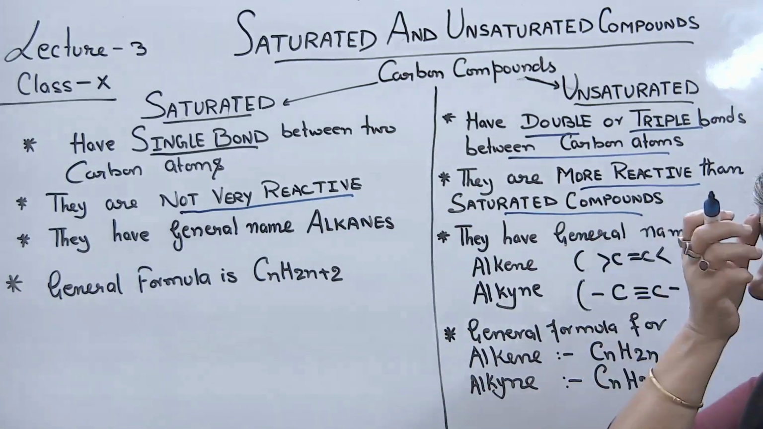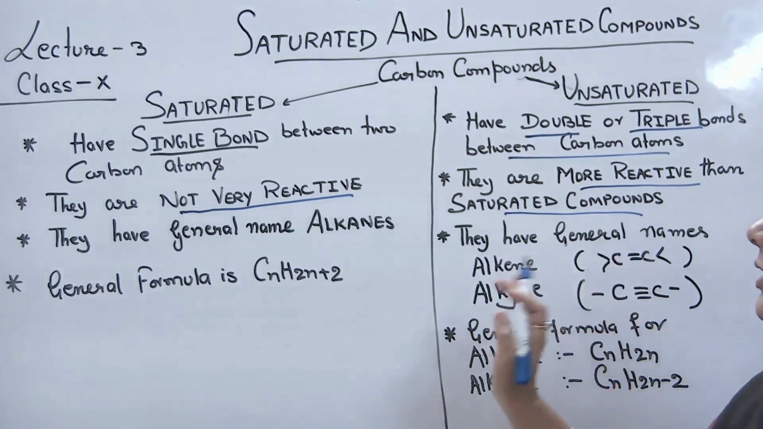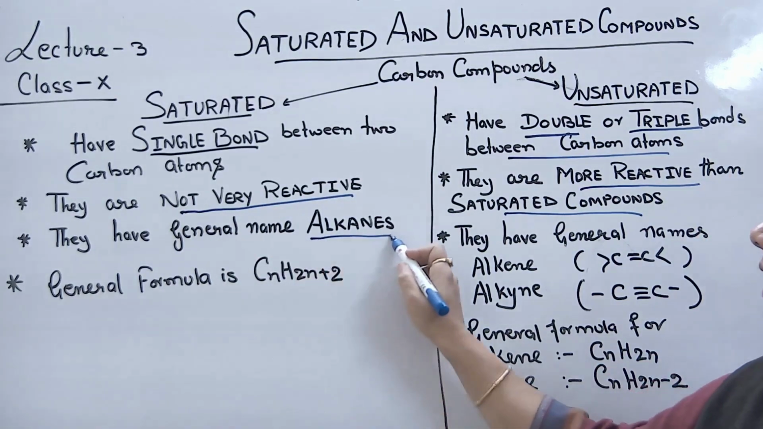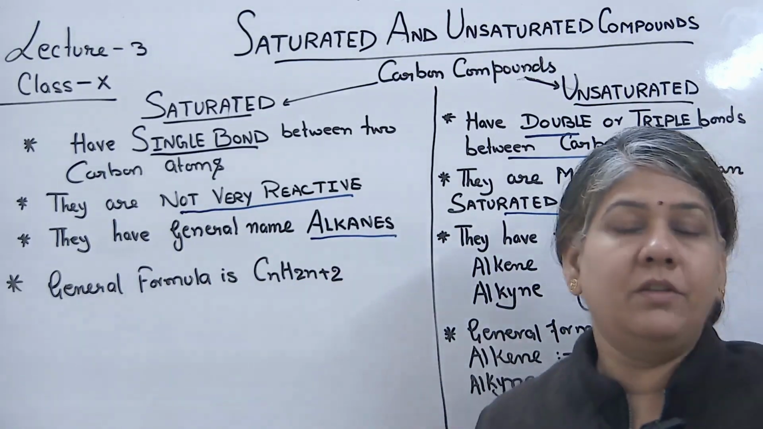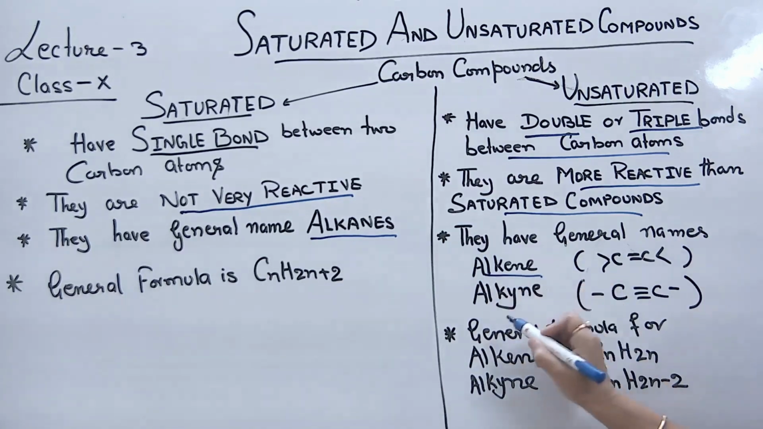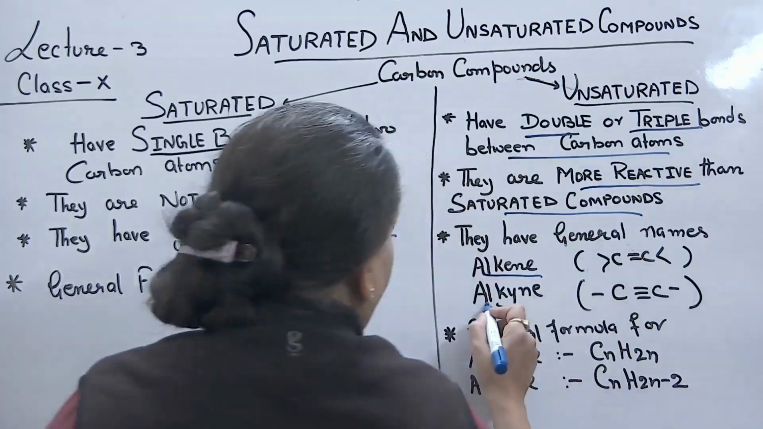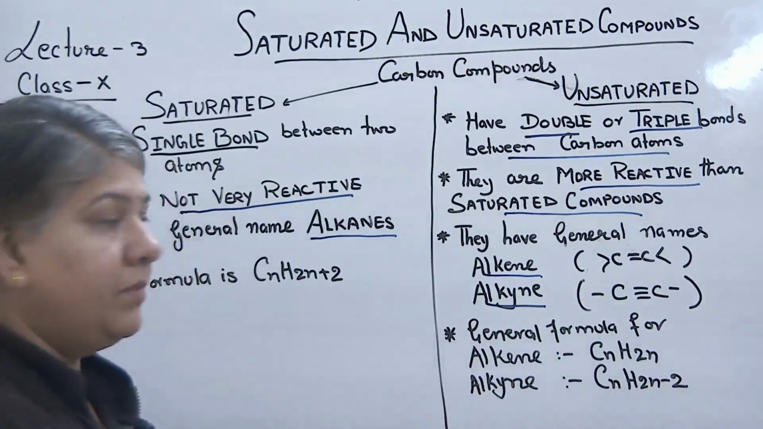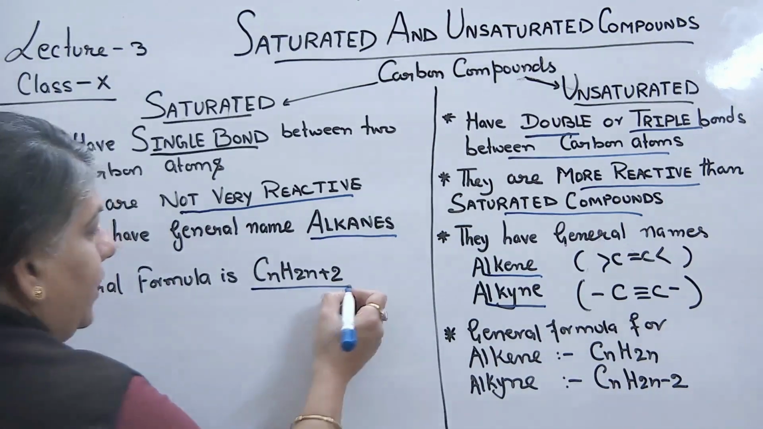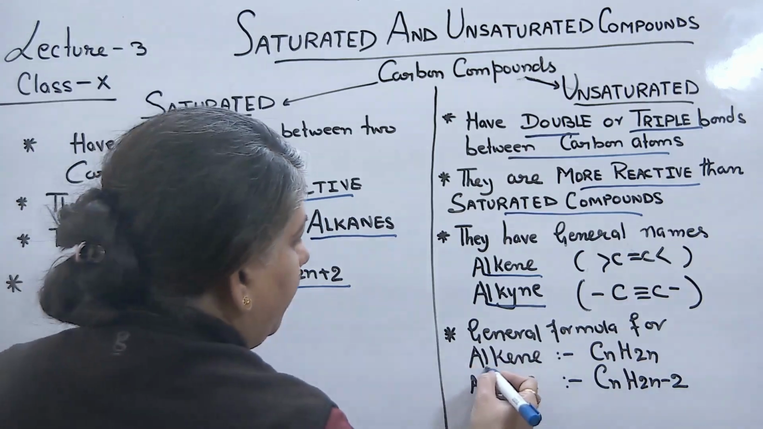So in the alkane series, the first compound is the simplest molecule called methane. Saturated compounds have a general name, alkanes. Whereas for unsaturated compounds, the ending will be ENE for alkenes, where there is a double bond. Similarly for alkynes, you will write triple bond, and the ending is YNE. The general formula for alkanes is CnH2n+2.